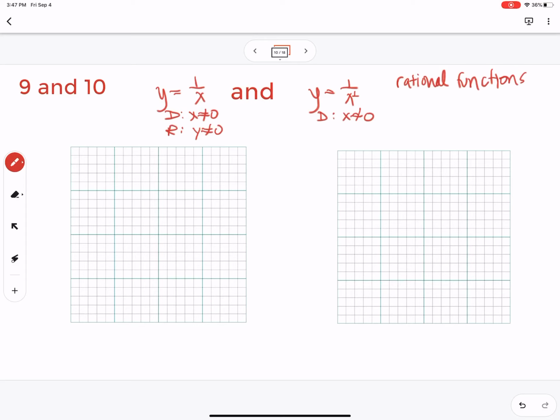For y equals 1 over x squared, it's similar, except that because I'm squaring everything, I can only get positives. I can get big positives, I can get small positives. I just can't get any zeros or negatives out of this. Okay, that looks a little more like 1 over x squared now. So for this one, my range is y is greater than 0.